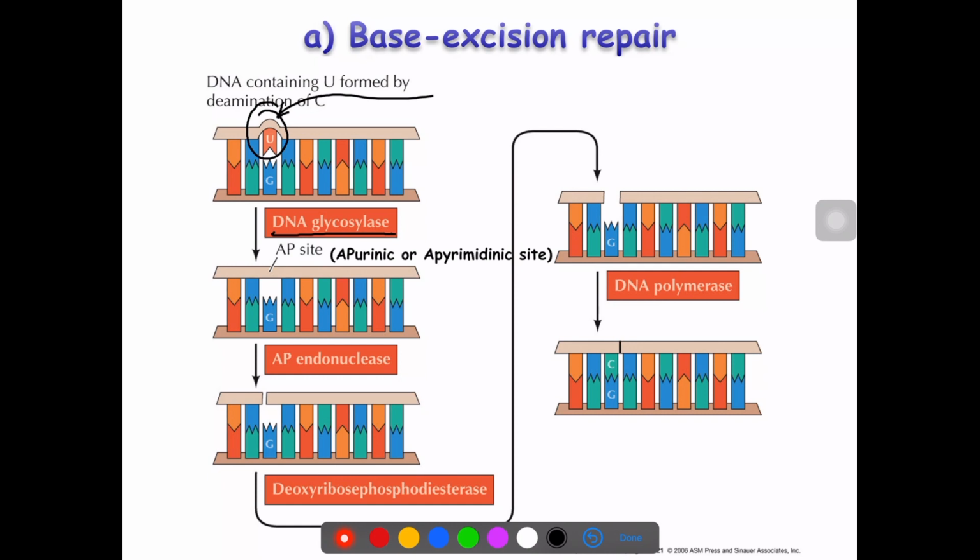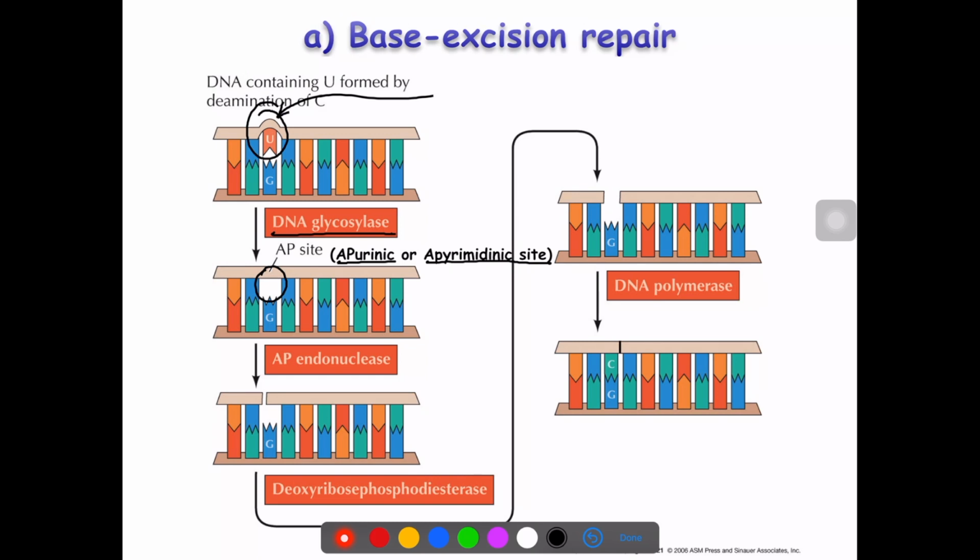So the DNA glycosylase breaks the link between the sugar and the base, therefore getting rid of the base. If you break the link between the sugar and the base, the base will be gone. And whenever the base is eliminated, you end up with an AP site. As I had indicated before, an AP site stands for an apurinic or apyrimidinic site.